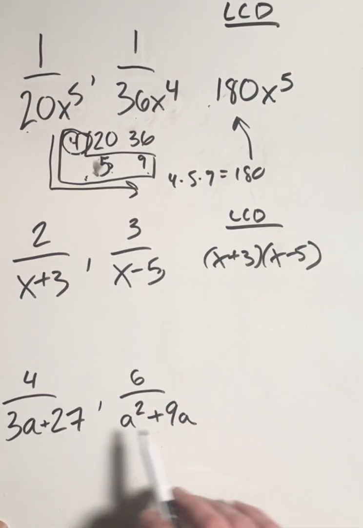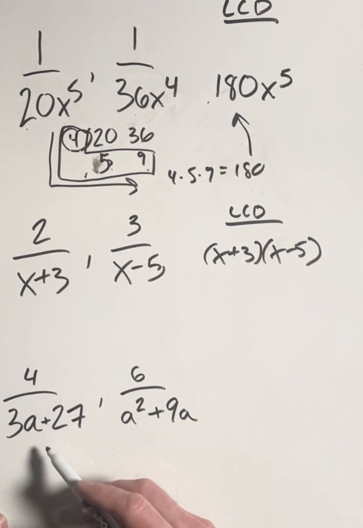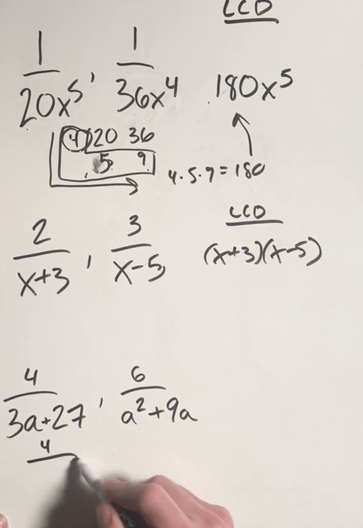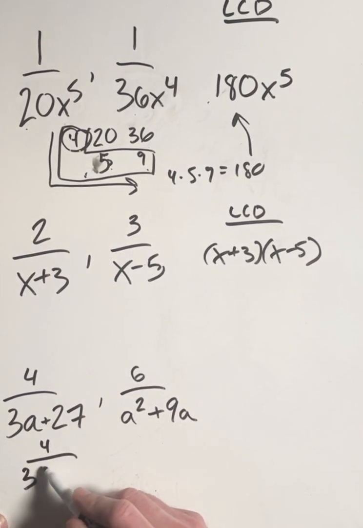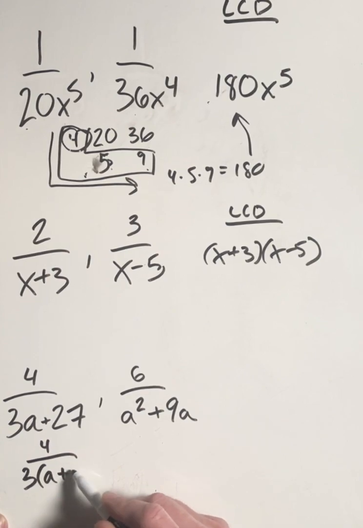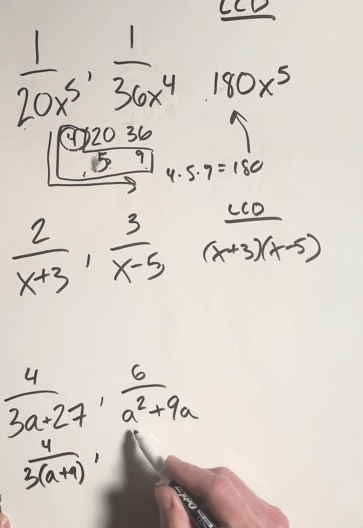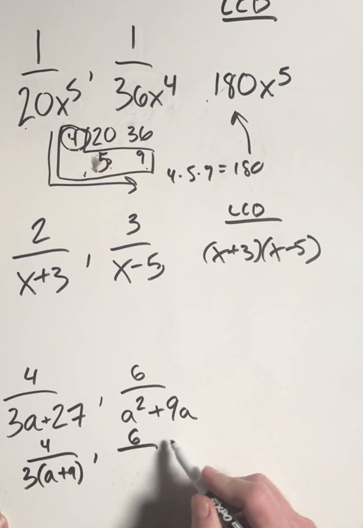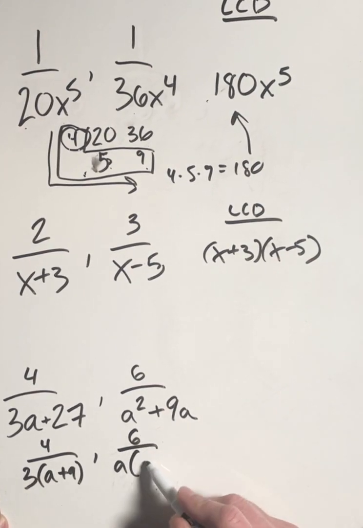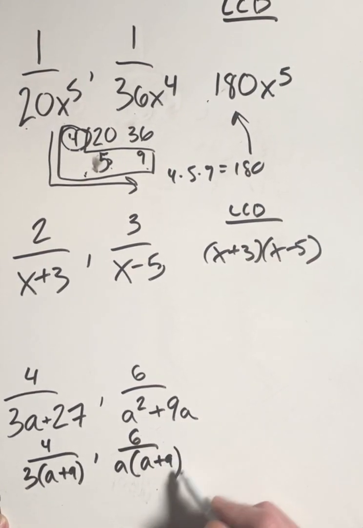Down here, I would want to factor these two first. So I really have 4 over, and I'll factor a 3 out of here. So this is 3 times a plus 9. And then over here, I'll factor an a out of both of these. So this is really a times a plus 9.